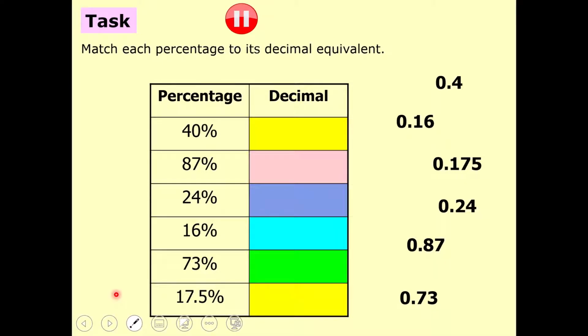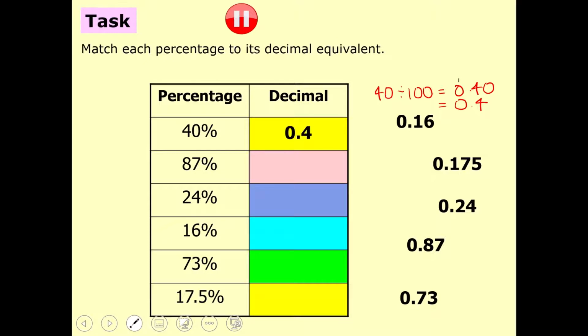Okay, let's go over the answers. Hopefully you've unpaused now. So 40% as decimal, divide it by 100 to get 0.4. Okay, be very careful with this one because if we were to divide 40 by 100, you might write down 0.40, but remember that that is exactly the same as 0.4, okay? So this does not mean 4%, it means 40%.